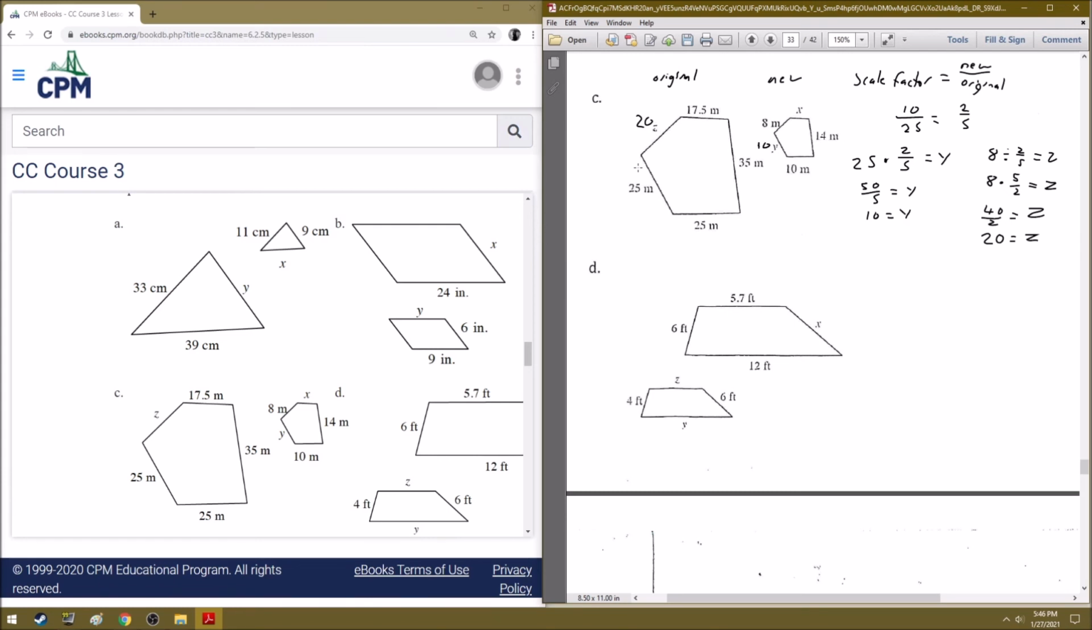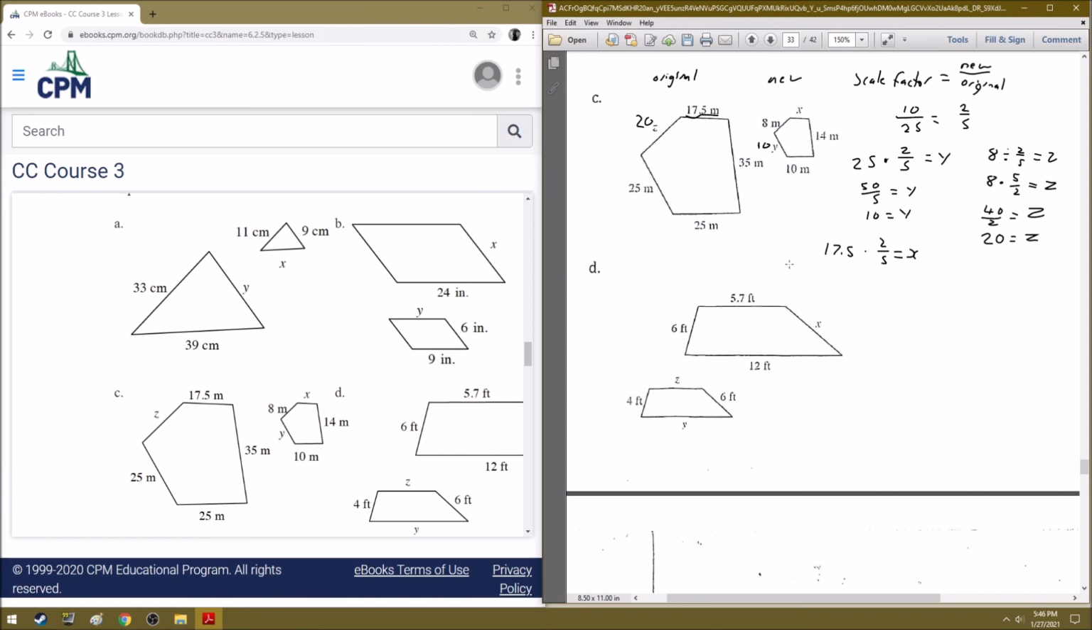Oh, and I missed the x, but we can solve for x too. So it's up here, and we know, once again, what that side length is on the original, and we just want to find it on the new. So we can take the original side length, which is going to be 17.5, and multiply that by the scale factor, which is 2 over 5. So that's going to equal x.